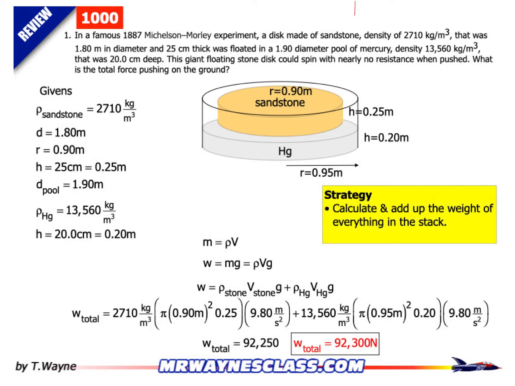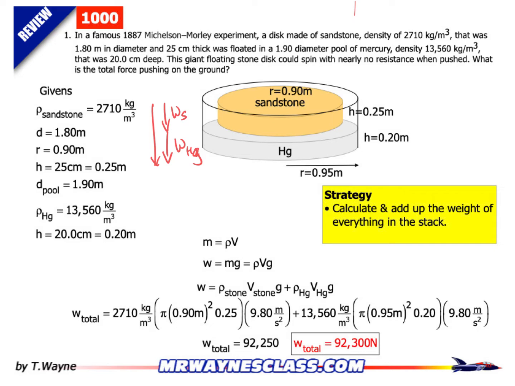So in this problem, the total force is the sum of the two weights. First, I'll have the weight of the sandstone, and then added to that, I'll have the weight of the mercury. Together, they're going to give me the net weight downwards, which is the net force going down on the ground.